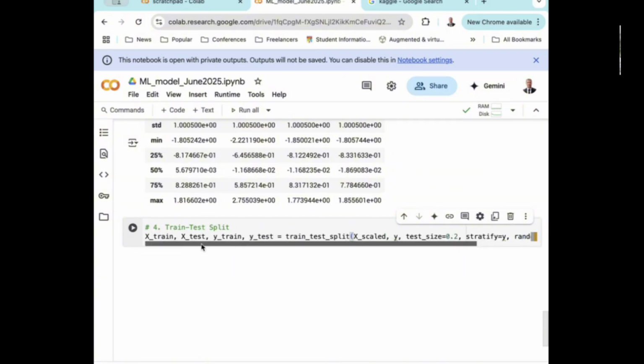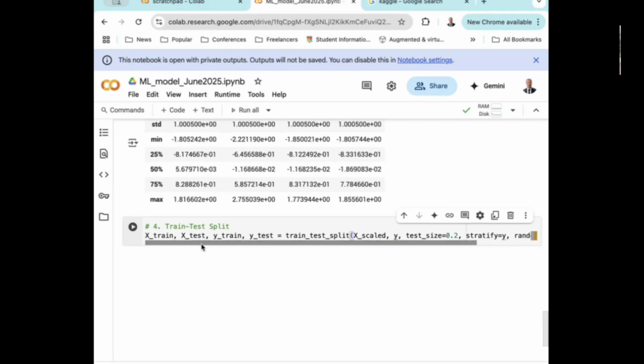So this is the code. Why do we need to divide the data into training and testing? Let's say we have 1,000 rows. I'm going to use 80% of them for training, so 800 rows, and then 20%, which is 200 rows, is going to be for testing.